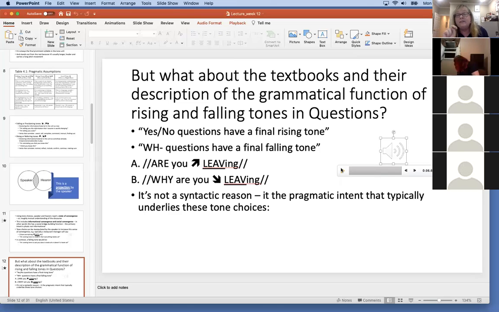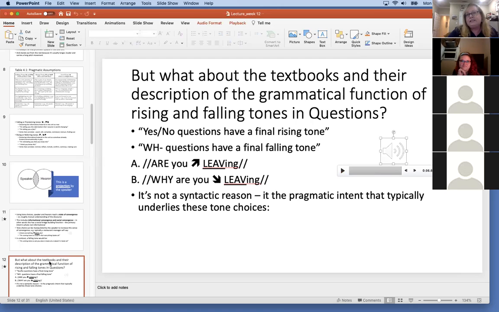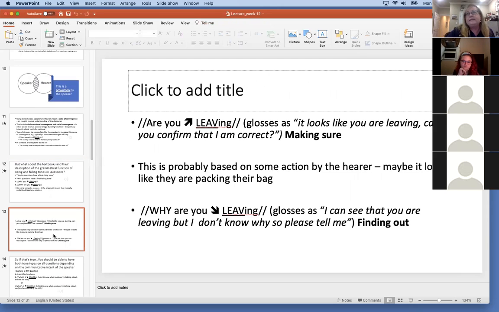I can say, "Are you leaving?" or I can say, "Are you leaving?" I can say, "Why are you leaving?" or I can say, "Why are you leaving?" Okay. There's not a syntactic difference between them. So if you go to your students and you say that the difference between them is the syntax, whether it's yes/no or whether it's WH, then you're going to find yourself in a spot of bother, because actually the difference between them is pragmatic intent.